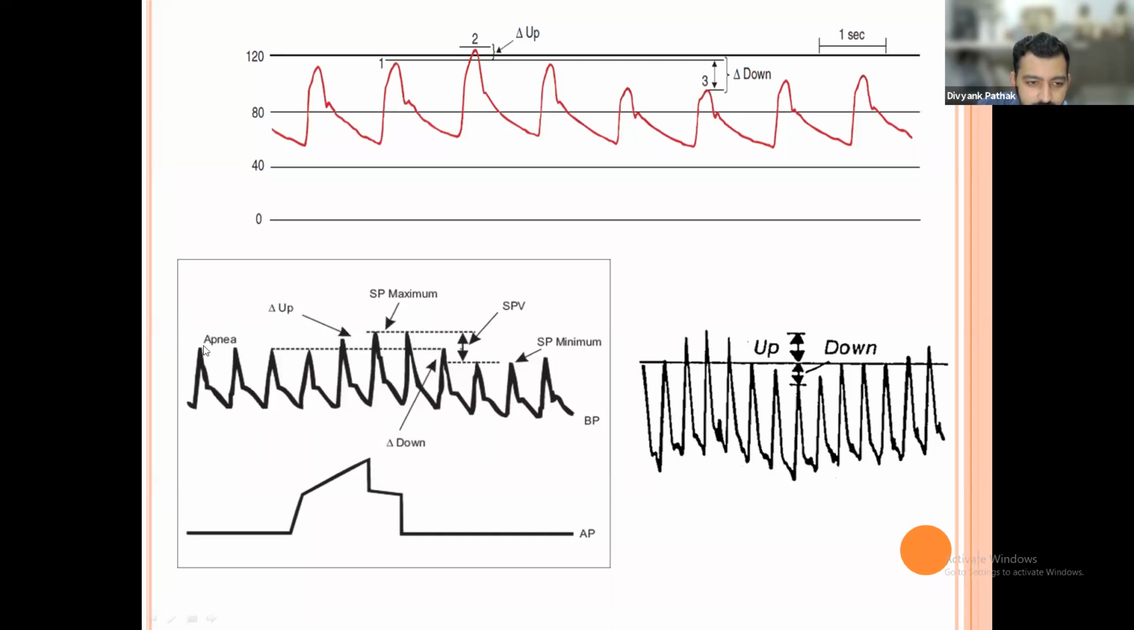If we draw in apnea, there will be a continuous waveform which will form the baseline at the peak of the systolic. Now this baseline will be drawn. The amount of systolic peak going up and the systolic peak going down during expiration, this variation determines whether it is fluid responsive or not. So that is delta up and delta down. This is during expiration, this is during inspiration.